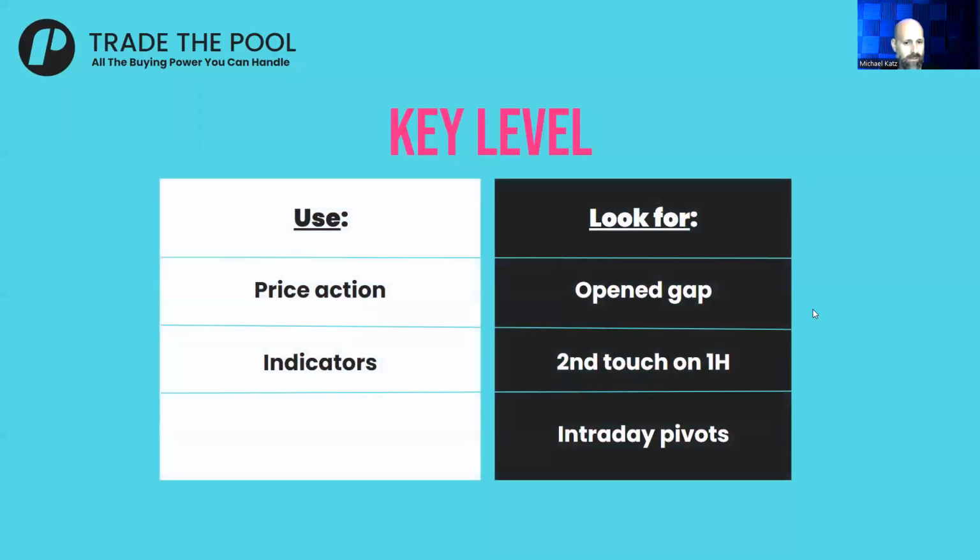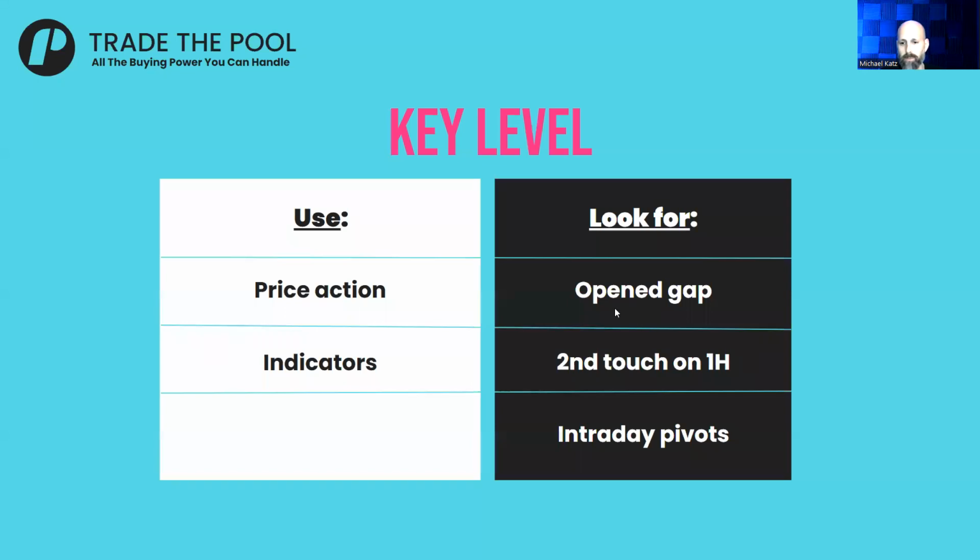For the key levels, we want to use the price action, obviously, as most of us know it. And also we can use indicators. So we will look for an open gap. That could be a great place for a major support or resistance level. We will see charts in a second. So if a gap is still open, when we reach it and close that gap, it will most likely be a support level.